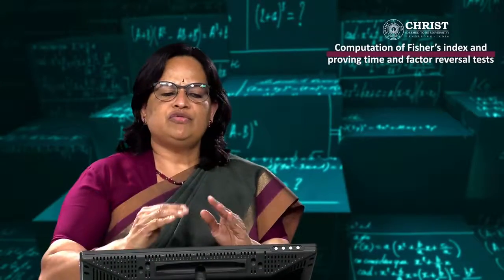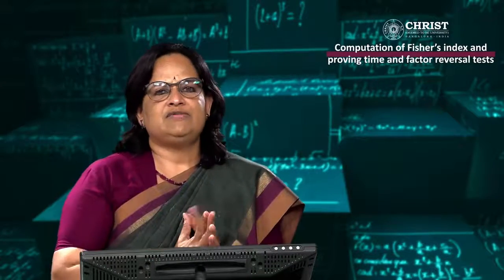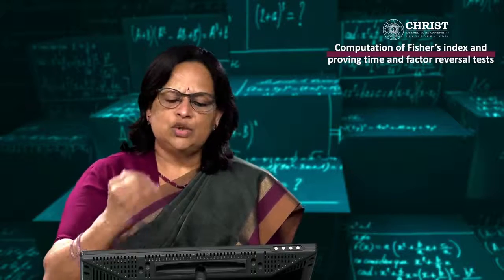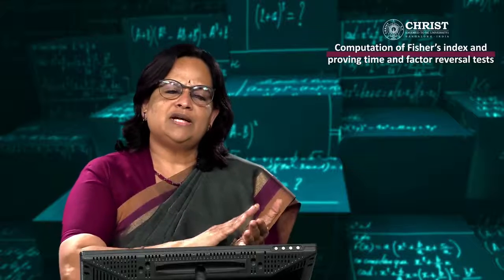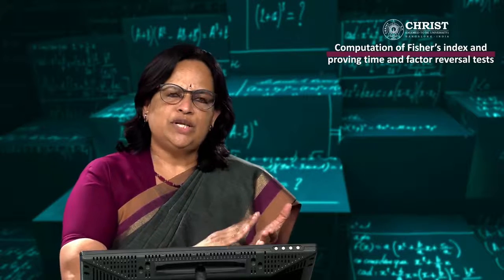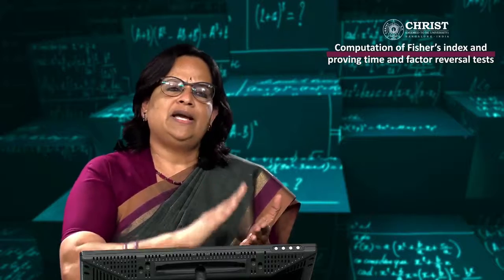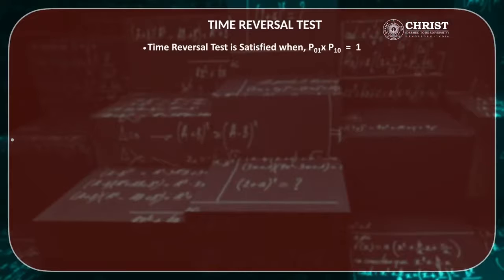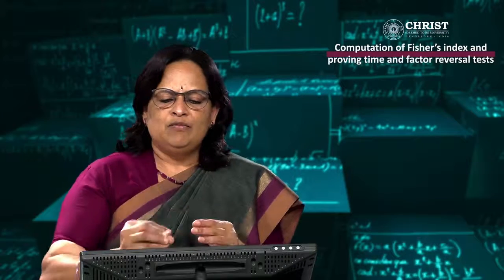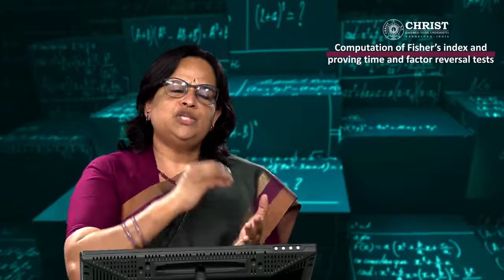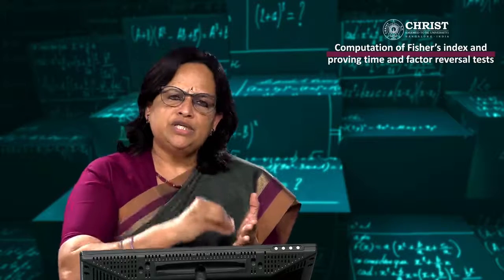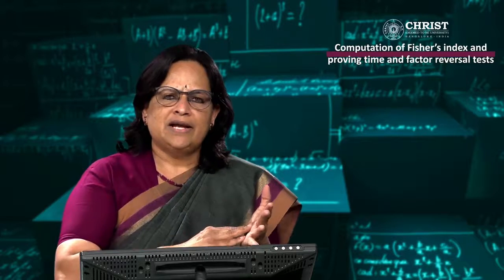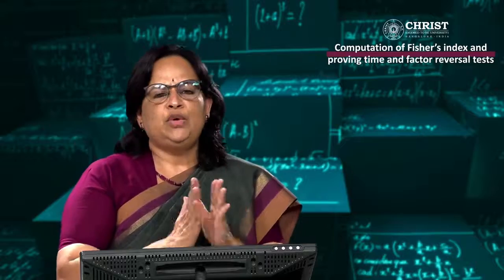Now the next step is we have to prove the time reversal test and factor reversal test. Time reversal test: you know that when we are computing P01, we are considering one year as base year. Say for example 2020 you have considered as base year and current year is 2021. Now P01 into P10 should be equal to 1. P10 means now you are changing 2020 as your current year and 2021 as your base year, meaning you are interchanging the base year and current year, then also the product will be unity or 1.